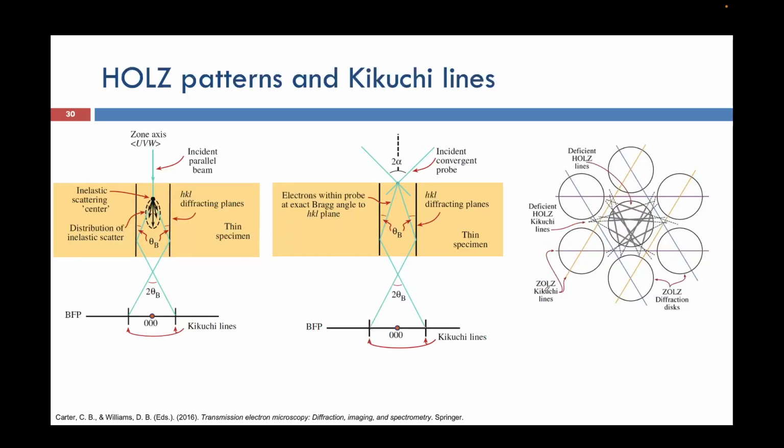And what is the correlation between the HOLZ pattern and the Kikuchi lines? If the zone axis is, let's say, UVW, the beam is coming, first it is getting inelastically scattered, then it is getting elastically scattered. Here it will form a Kikuchi line. However, if we are converging the beam at the beginning itself, it will be only elastically scattered, and then finally it will form the Laue zones, both the zero order Laue zone and higher order Laue zones.